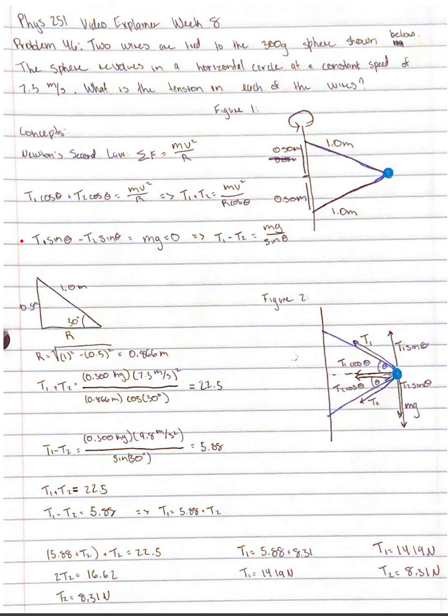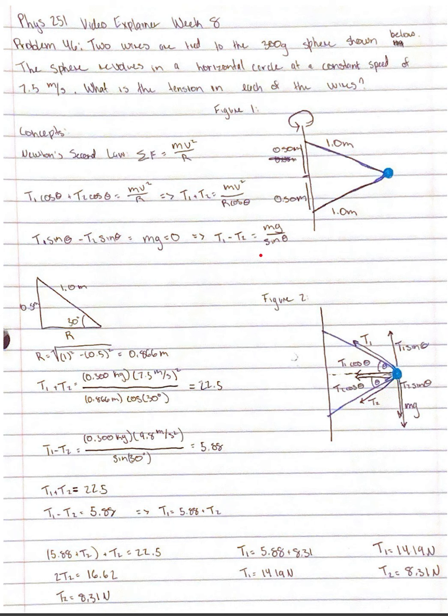Then for our vertical axis, we have T1 sine theta minus T2 sine theta is equal to mass times gravity. It's also important to remember that in our vertical axis, forces have to equal 0, so we include the 0. When we rewrite this equation, we get T1 minus T2 equals mass times gravity over sine theta.